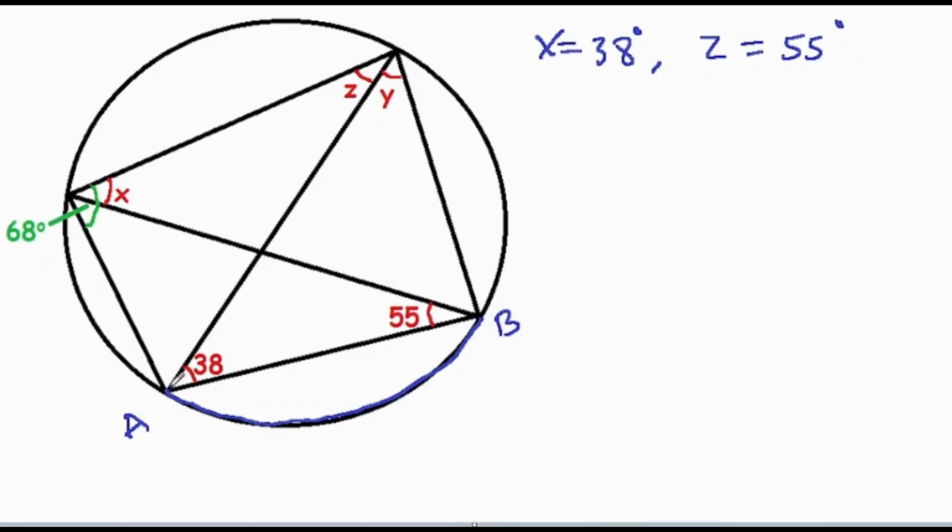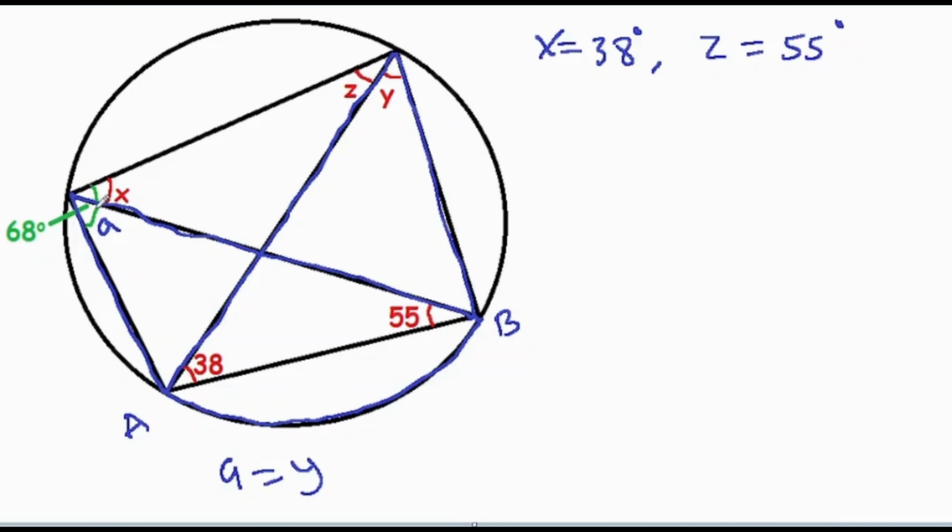Starting from A, we trace it up. This arc AB is subtending angle Y. Which other angle is AB subtending? Let's label this angle as small letter A. Arc AB is subtending angle A. So we can say that A is equal to Y, because angles subtended by the same arc AB in the same segment are equal. So A is equal to Y, but we don't know A.